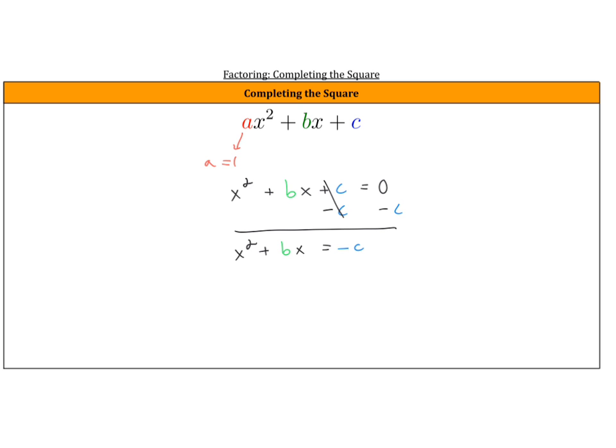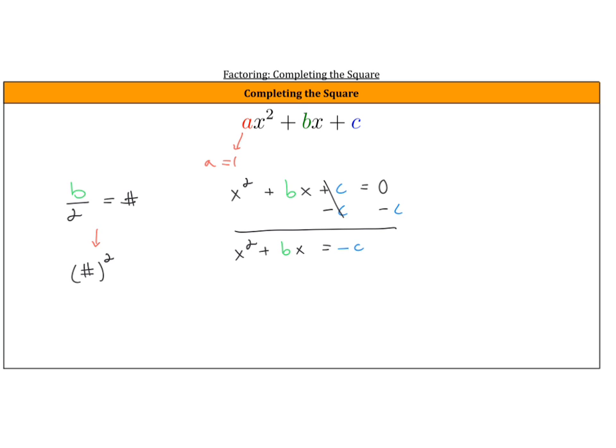And then in order to complete the square, here's what we need to do. We need to take our value for b and divide it by 2. This will give us some number. Then we take this number and multiply it by itself, in other words, we square it. This value is what gets added to both sides of the equation in order to complete our square.